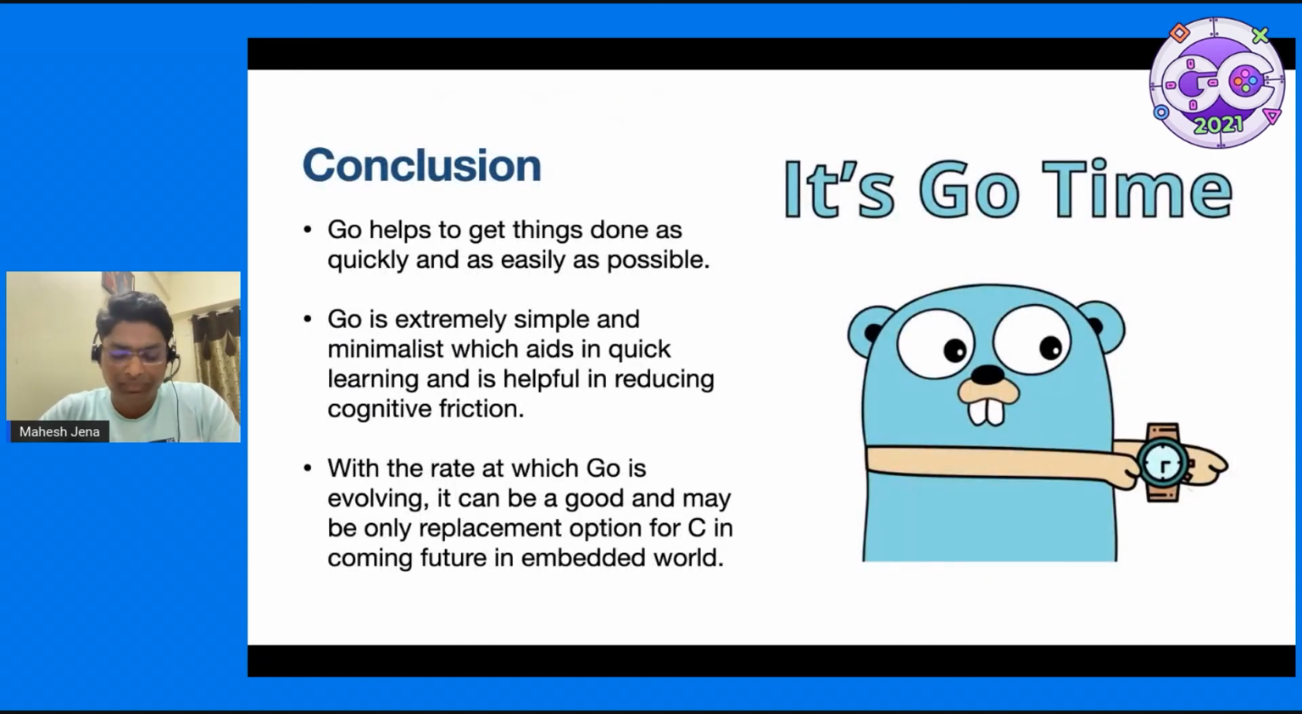Now, the conclusion. Before the conclusion, it can be tricky here. We need to understand that Go helps to get things done as quickly as possible, right? It's easy to develop and the timeline is very quick. But we also have to remember, as Tom mentioned properly, that Go is extremely simple and minimalistic. They don't add features unless they should, which makes for quick learning and helps reduce cognitive friction in any developer you want to build with, right? With the rate at which Go is evolving, it can be a good and maybe the only replacement option for C in the coming future in the embedded world.